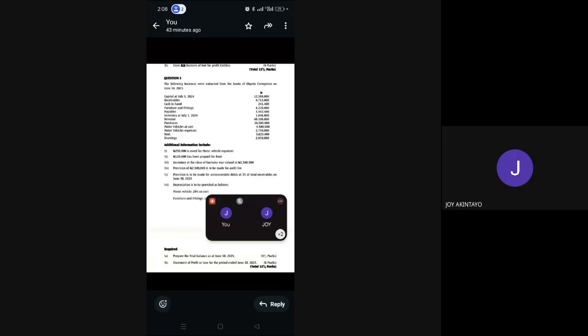Next thing, motor vehicle expenses. Where are we putting this?